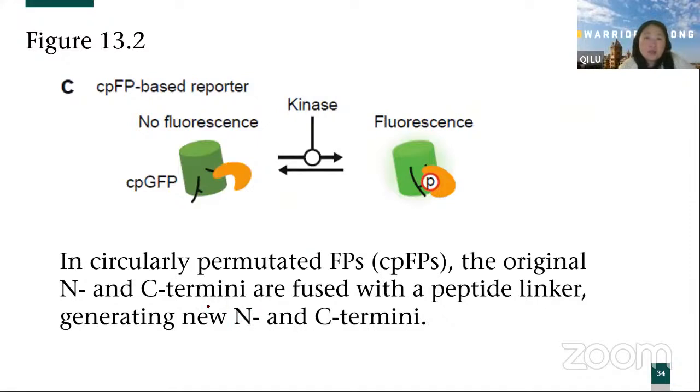Another part is using the circularly permuted FP, the cpFP. The original N and C termini are fused with a peptide linker and generate new N and C termini. These new N and C termini can link to two other proteins. For example, in these conditions, they use a substrate of this kinase. After phosphorylation by this kinase, these two parts can bind together and cause fluorescent light to be emitted.